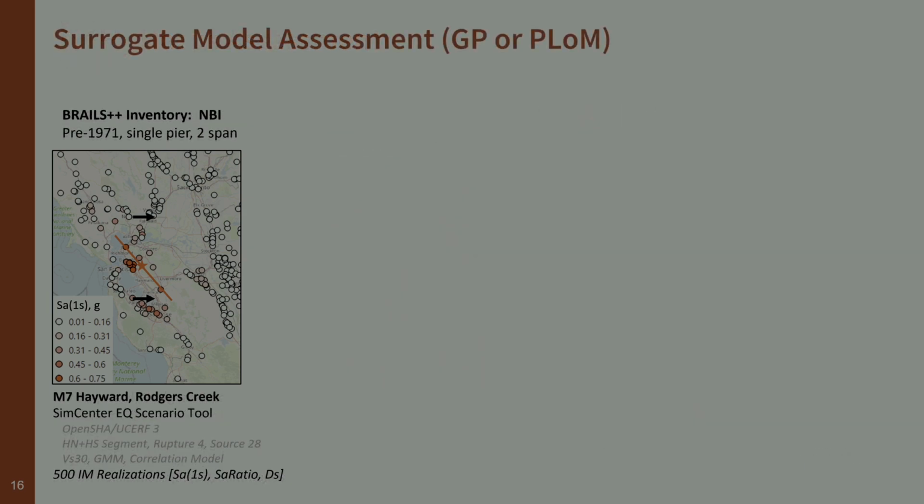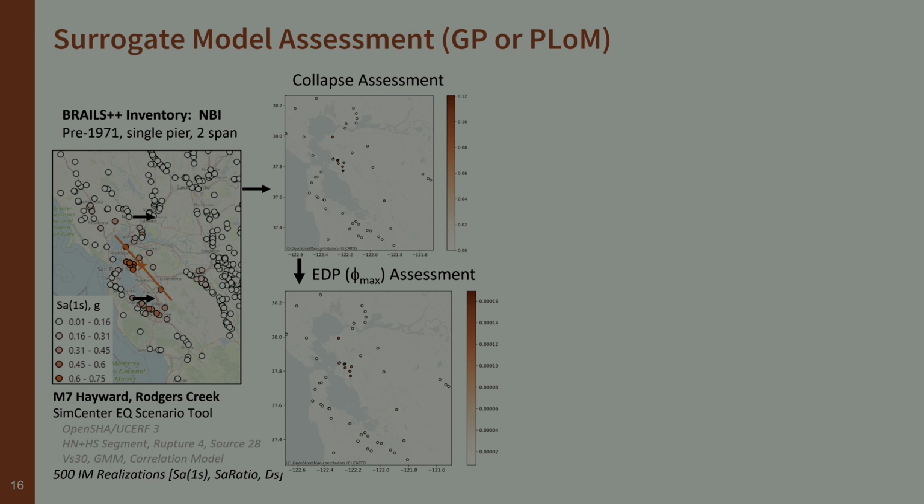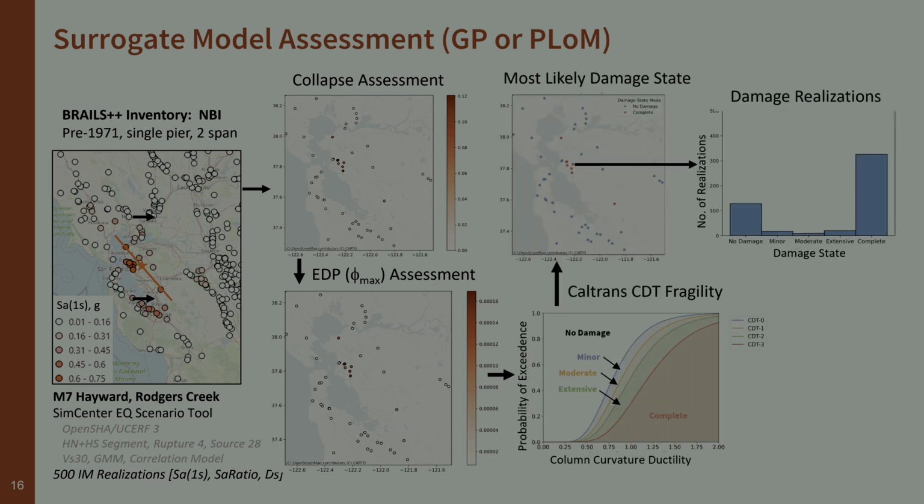Then we went through the 2 surrogate models, the Gaussian process and the PLoM model I described. So we're starting with the same input. I should mention for the HAZUS, we're only making use of spectral acceleration at the first period. As we use these surrogate models, we're making use of both the SA ratio, spectral shape, and duration. So we could go in and estimate structural collapse, estimate the curvature ductility demands using either one of these surrogate models. And then we could pass that through.